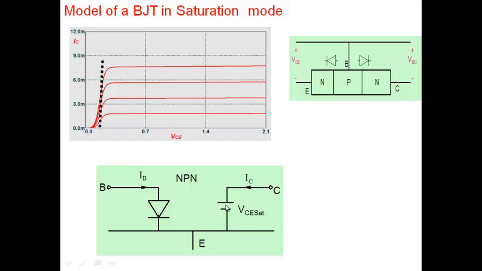Now, these models are an approximation. I've put a battery here, and we call it VC sat. So what we are saying is, if you are in this falling region here, this region is pretty sharp, and we can approximate it by a straight line that you see here.